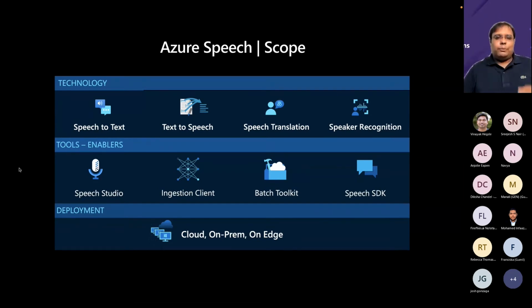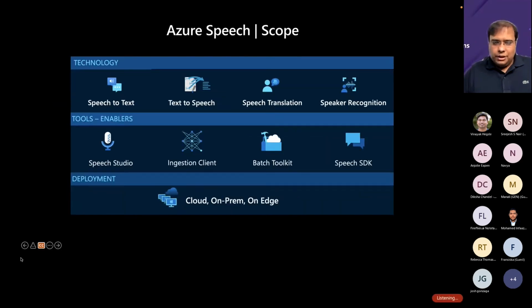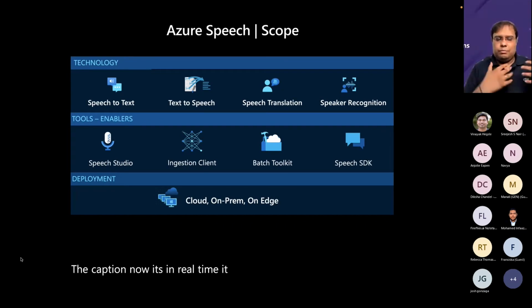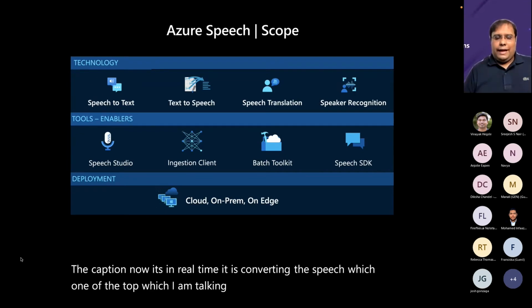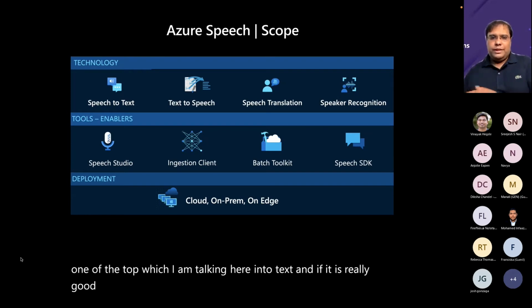So let's take an example of what we are doing right now. Take this PPT itself. There is a caption here, right? If I click on the caption, now it's in real time converting the talk which I am giving here into text. And if it is really good, you can also build text to speech.